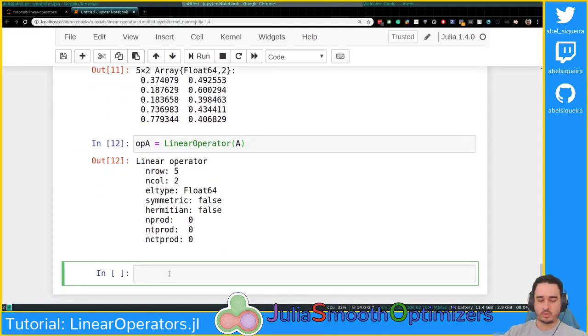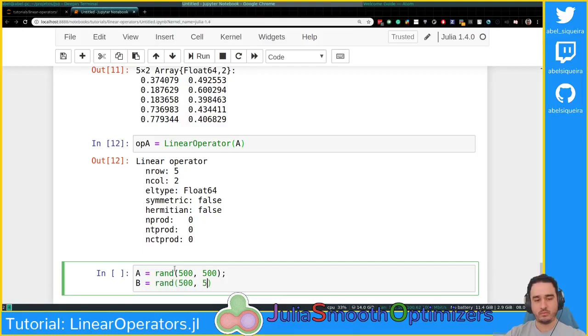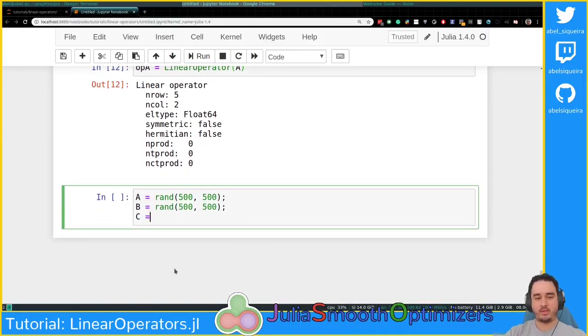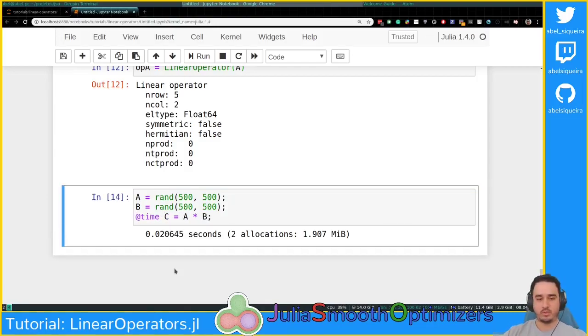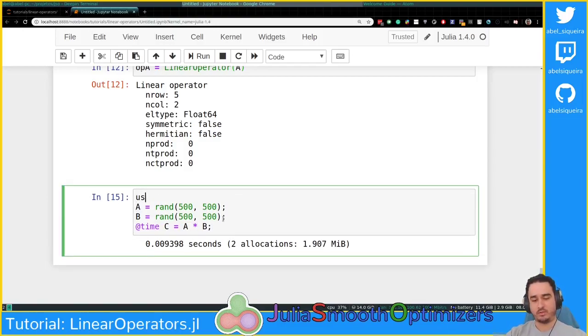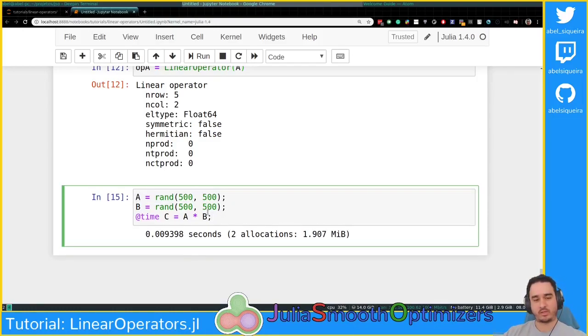Okay. So an advantage of using linear operators instead of using the matrix directly is that, one, I can have lazy products. So if I have a 500 by 500, let's use a square matrix here, and I compute C equals A times B, this operation should take 0.02 seconds. Of course, timings inside notebooks are not so reliable, and I'm not going to use benchmark tools now because I don't have them installed, so let's forget about it.